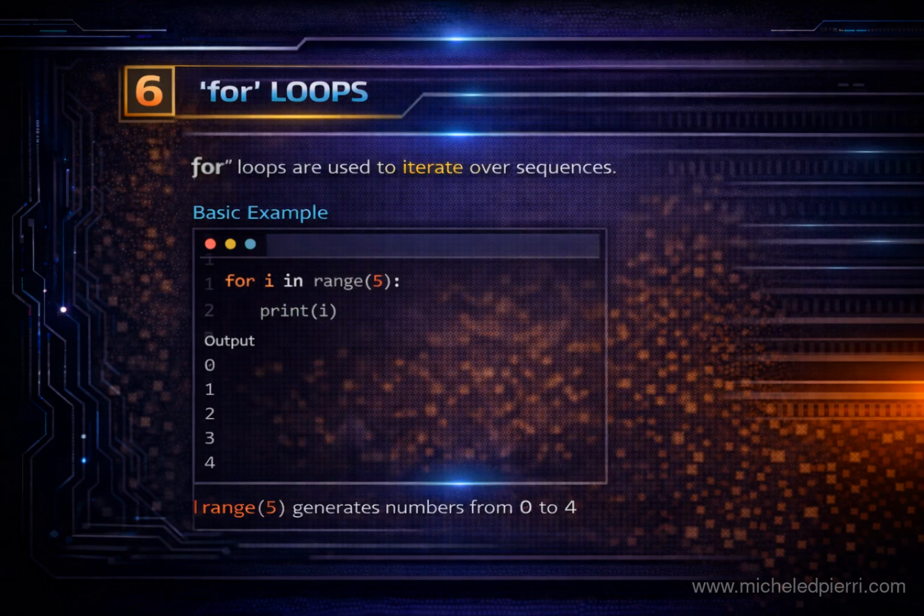A for loop is the ideal tool when we know in advance how many times we want to repeat an action. It's perfect for iterating over numerical sequences or collections of items. Here we use the range 5 function. Pay attention, in programming we often start from 0, so range will generate 0, 1, 2, 3, and 4. The loop executes the body for each of these values, printing them in sequence.